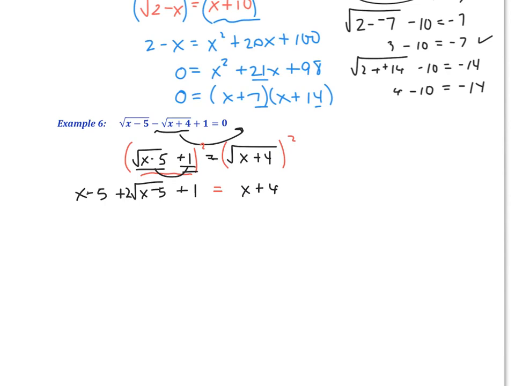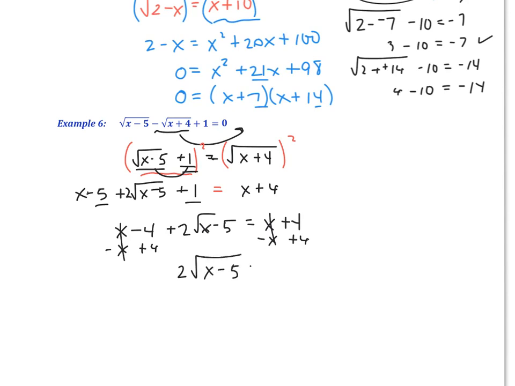As you see, I have a radical still. So what I'm going to have to do is isolate that radical, and then square again. Let's combine like terms. So I've got x minus 4 plus 2 root x minus 5 equal to x plus 4. If I subtract the x from both sides, they are going to cancel out. I might as well add the 4 to both sides while I'm at it, giving me 2 square root of x minus 5 is equal to 8.